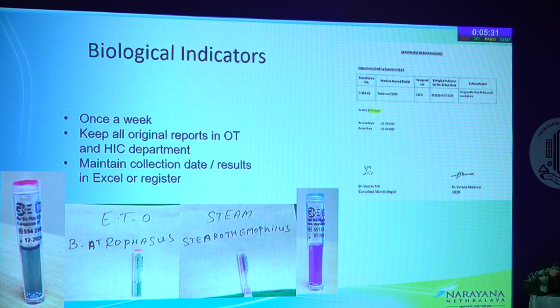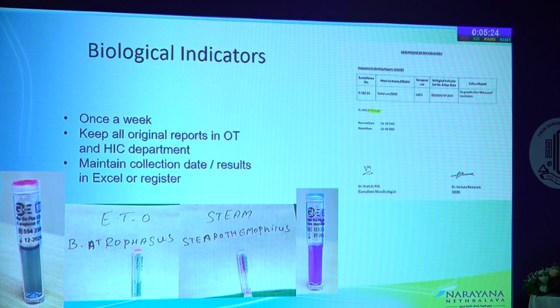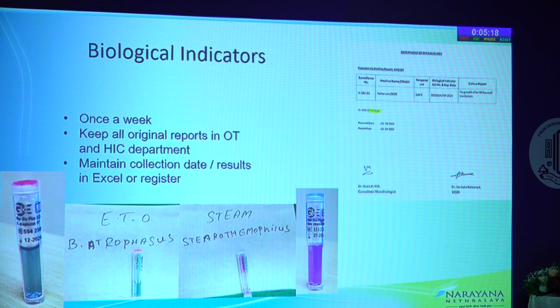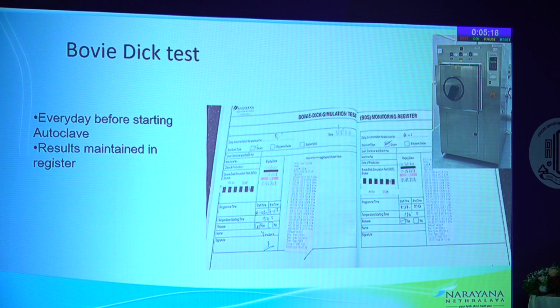And this is the kind of report you'll get. So this is a report for our autoclave. Can I have a pointer if you have? So this is a report which we'll get, and it's a negative report. Same as what Kumran shows. And this we do for ETO and we do for autoclave. Bowie-Dick test, every day before starting the autoclave.